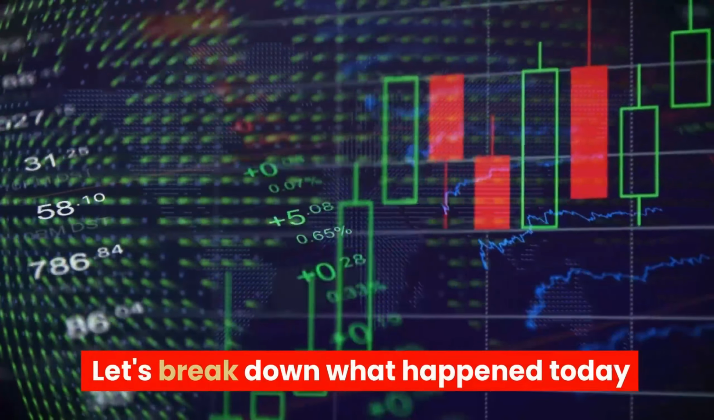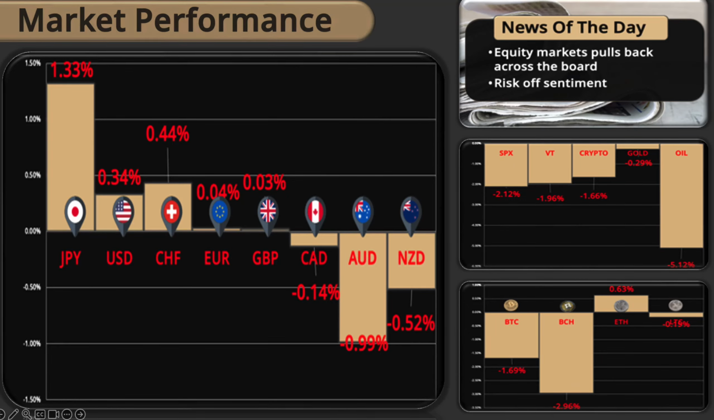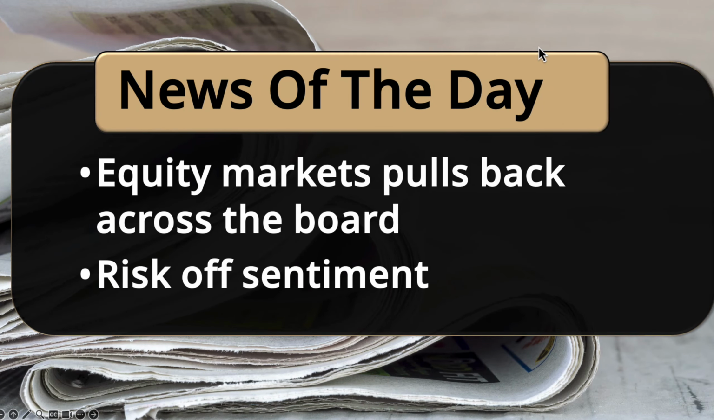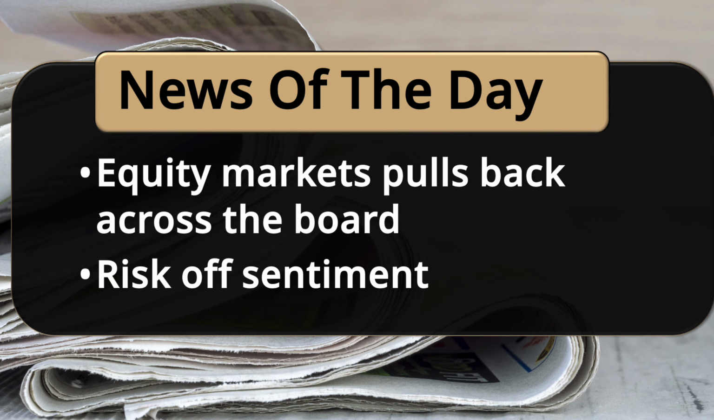Let's break down what happened today. As we jump into the market analysis, let's jump right into the headlines and the numbers. And here we are with the headlines. The markets are pulling back across the board, so we're starting off with a lot more of a risk-off sentiment, and that's exactly what happened in the markets today. We were at this resistance level that we discussed, where we're either going to break out or reject that level, and so far, we're starting off on a negative note.